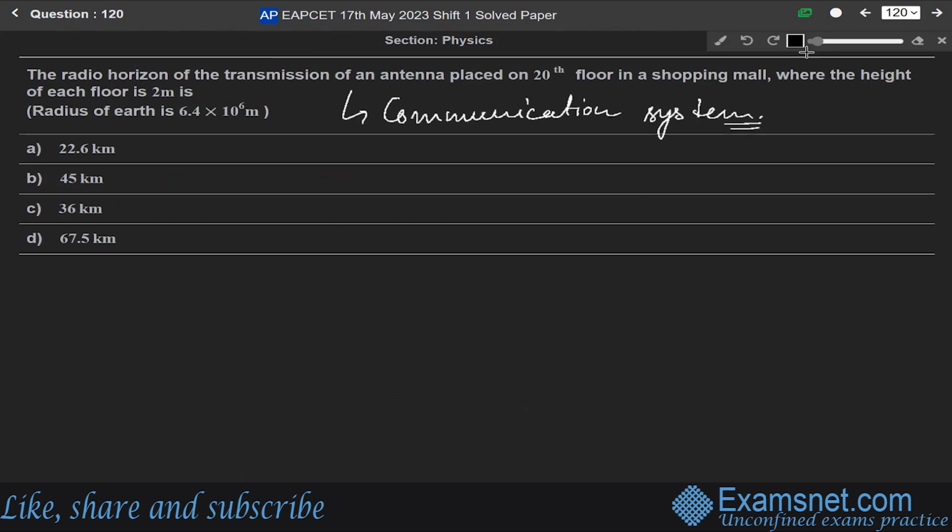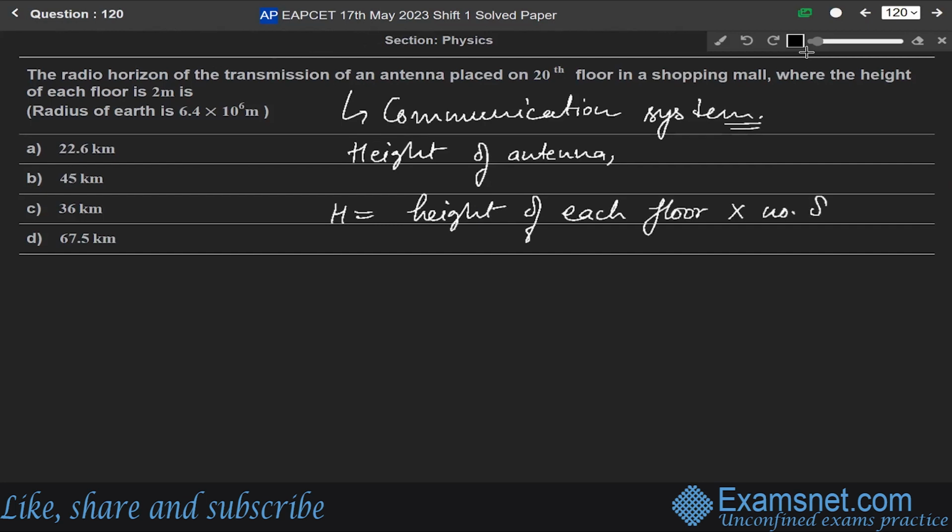Okay, so according to the question, the height of the antenna H will be equal to the height of each floor into the number of floors. Okay, this is the formula for finding the height of the antenna, that is height of each floor into number of floors. So it will be equal to what? Height of each floor is 2 meter and the number of floors is what? 20 floors. So it will be 40 meter. Okay, this is how we get the height of the antenna.